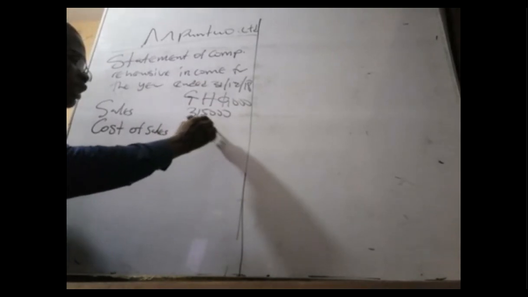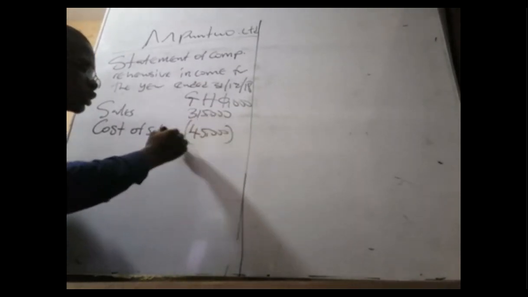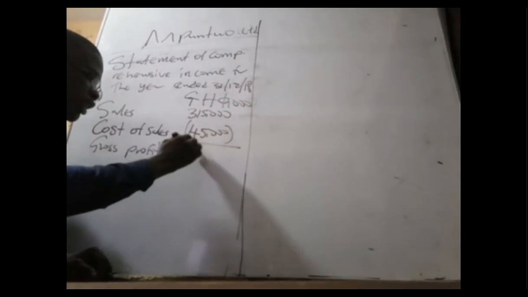Kindly help with the calculation. So what's the gross profit? Gross profit. Gross profit. $270,000. So the gross profit happened to be 270,000.